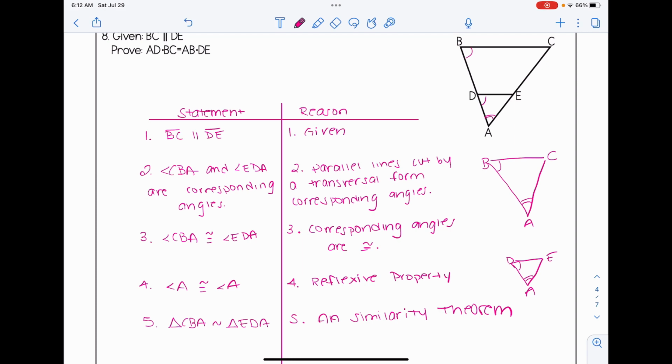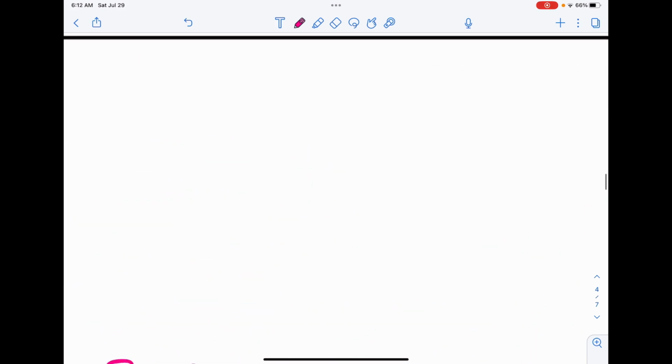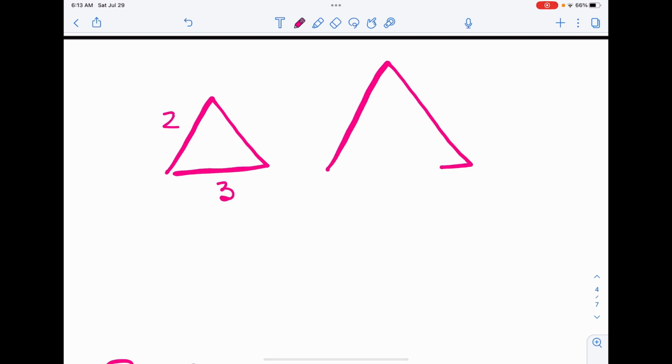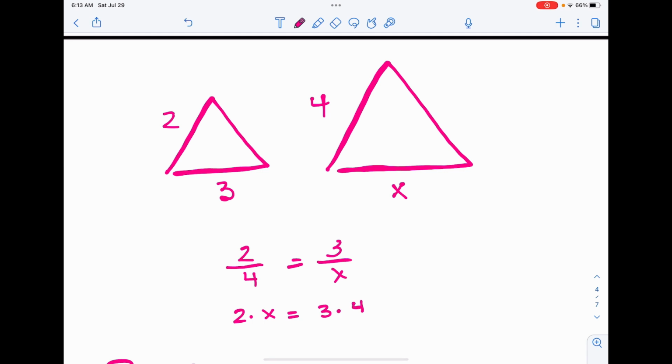If I had given you, I'm going to come up with a very basic example here, but let's say this was 2 and this was 3 and this was 4 and this was x. We could write a proportion, and then how do we solve that proportion? We cross multiply 2 times x and 3 times 4. This is the process we're going to do in this video. We're going to write the proportion, and then we're going to cross multiply it.